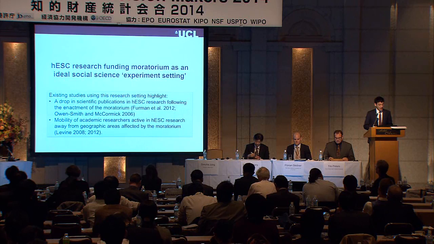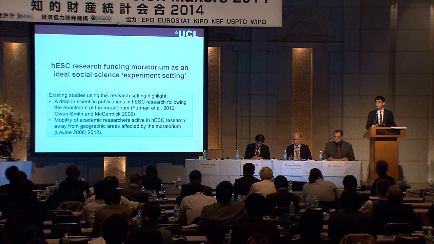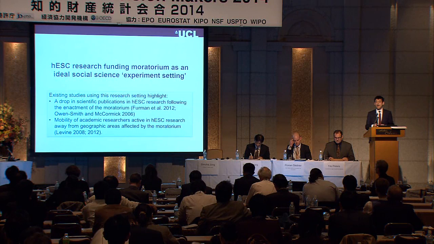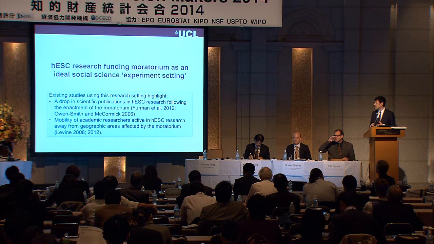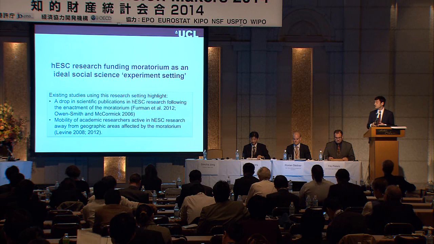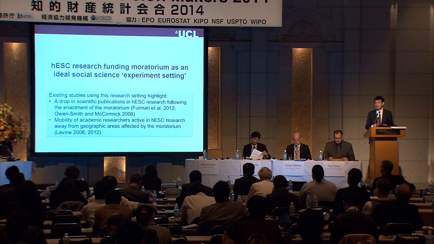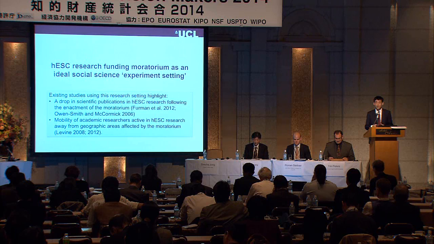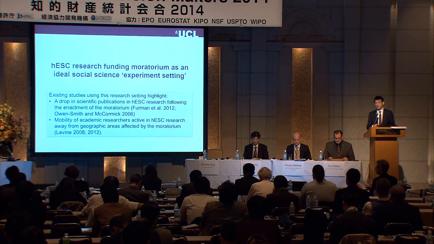There have been a number of existing studies that have looked at the impact of the human embryonic stem cell funding moratorium in the US, which found a significant drop in the scientific output in this specific area among US scientists. And this research has also highlighted that scientists tended to move away from regions, both in the US and specific regions within the US, where the funding situation was weak.